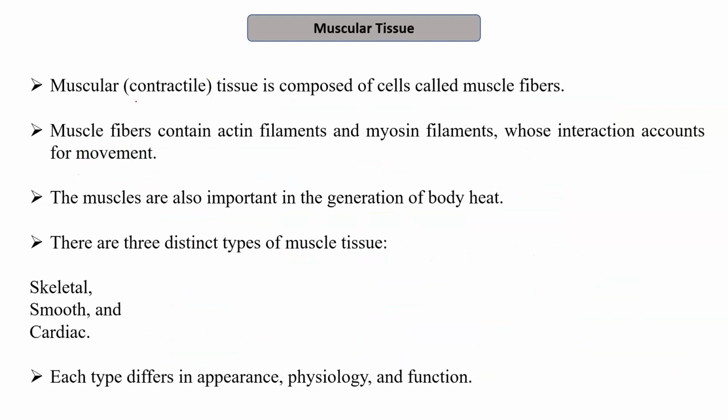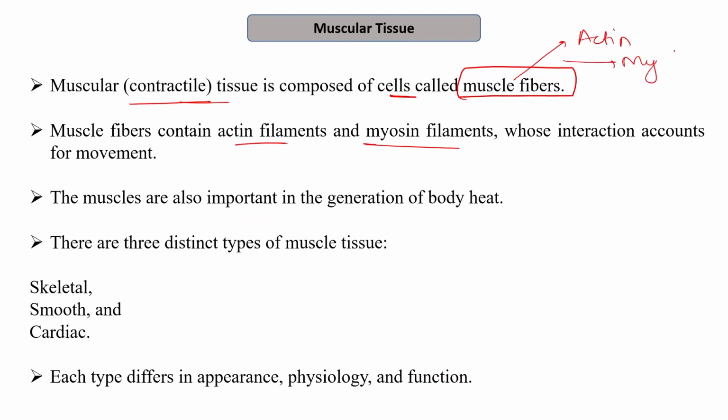So starting with the muscular tissue, muscular or contractile tissue is composed of cells called muscle fibers. Muscle fibers are composed of actin filaments and myosin filaments. So muscle fibers are made up of actin and myosin, and the interaction between actin and myosin helps their movement. The muscles are important in the generation of body heat. Therefore, they help in thermoregulation also.